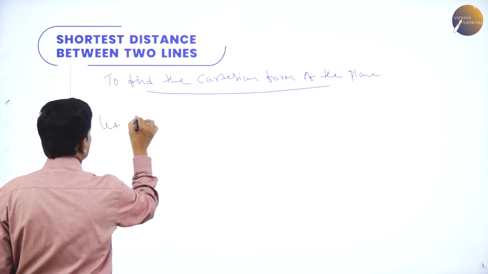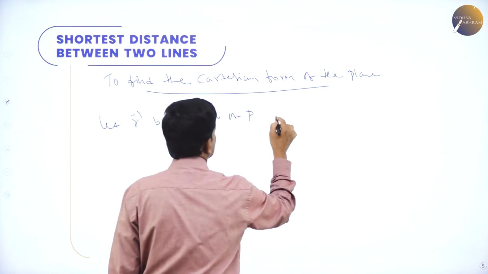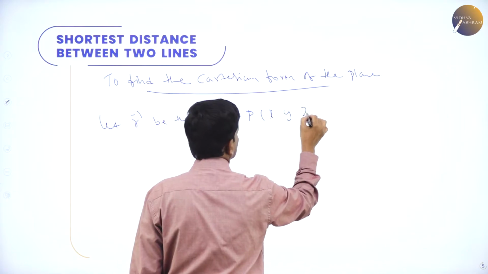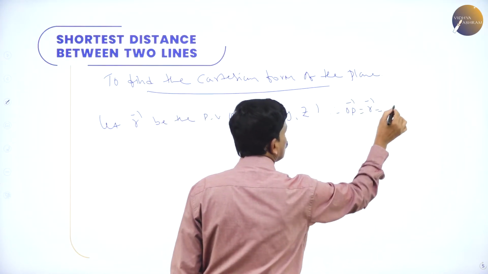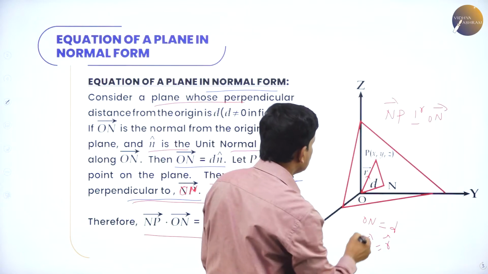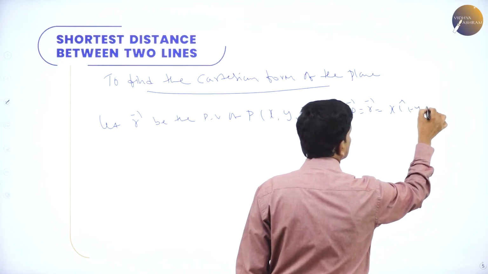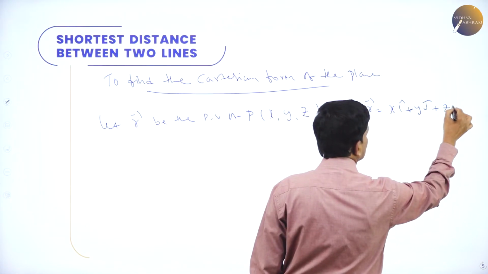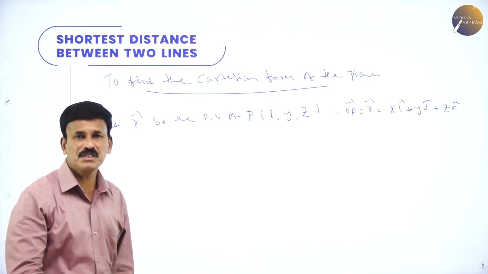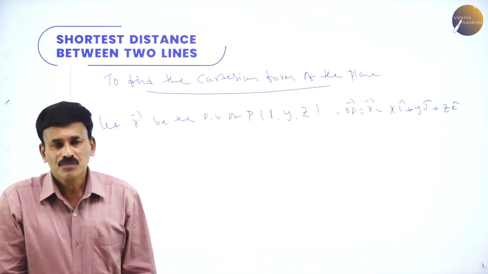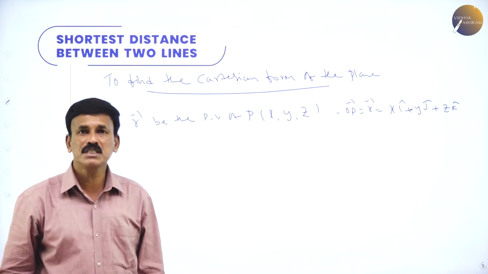Let vector r be the position vector of P, where P is (x, y, z). Therefore, vector OP is equal to r, which is equal to xi plus yj plus zk cap. Let P(x, y, z) be the position vector of the point P, so vector r is equal to vector OP is equal to xi plus yj plus zk.